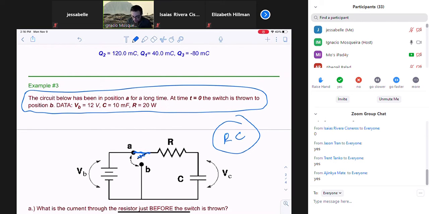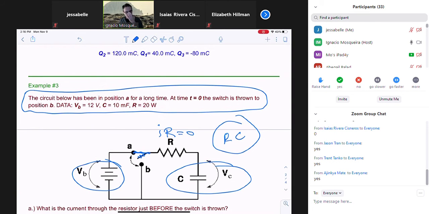If the current goes to zero, then IR equals zero. So there is no voltage drop across the resistor, right? After a long time, the current dies, and there is no voltage drop across the resistor because IR is zero. Therefore, the voltage drop across the capacitor will equal the voltage of the battery.